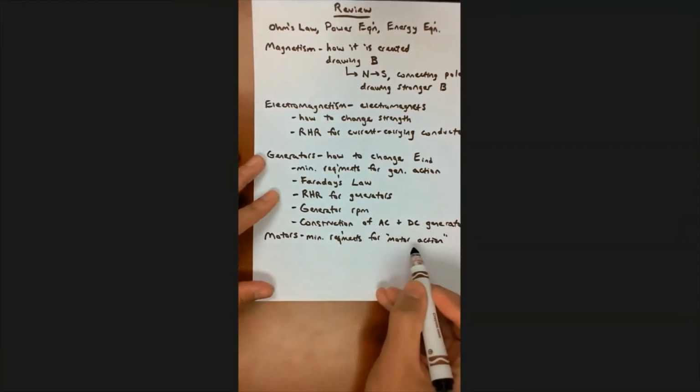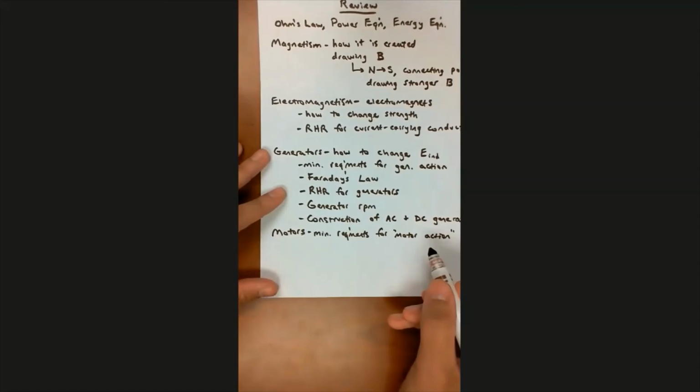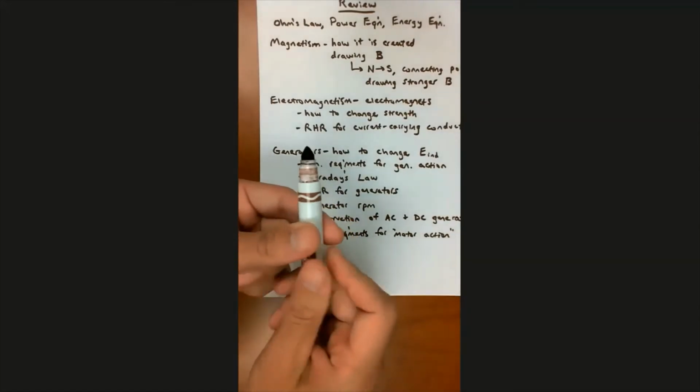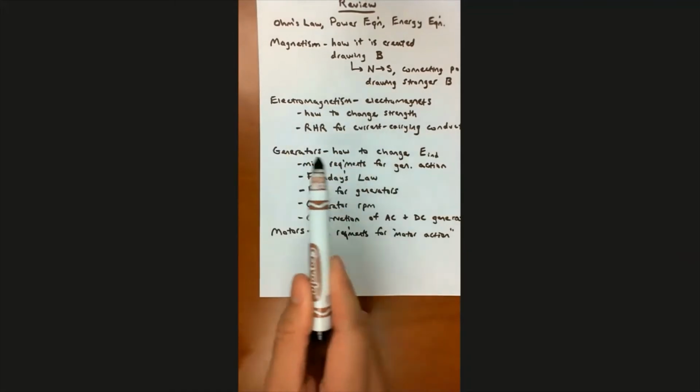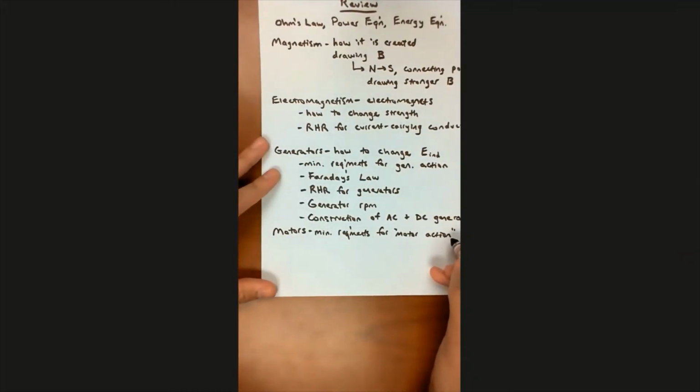Right, you've got to have a current-carrying conductor, and it's got to be inside of a magnetic field. And if that's the case, then you'll get a Lorentz force. And if you have your Lorentz force applied to something that can rotate, then you will get a torque and you will get rotation at the output.